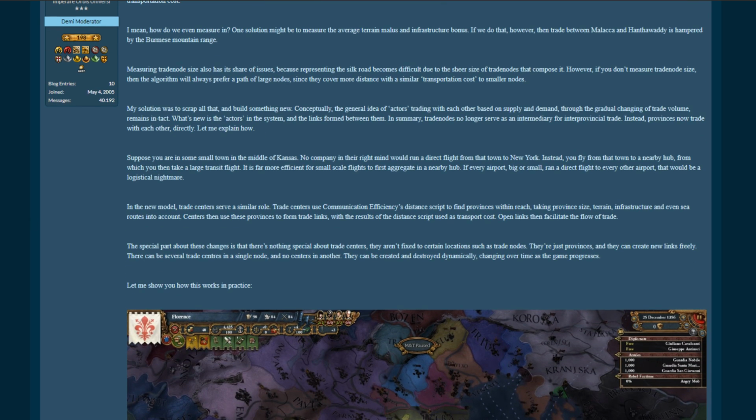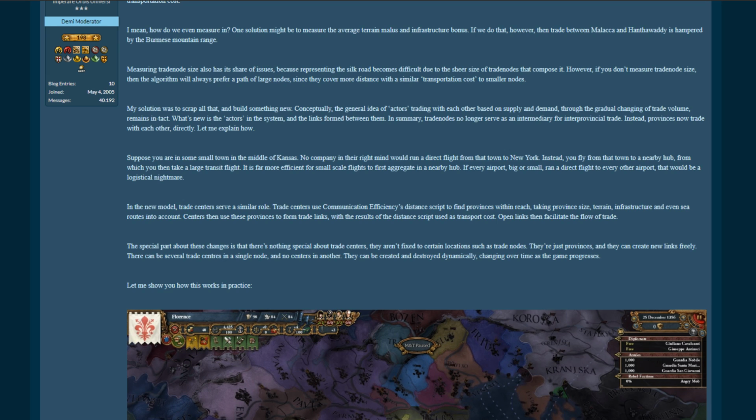So, suppose you're in some small town in the middle of Kansas. No company in their right mind would run a direct flight from that town to New York. Instead, you fly from that town to a nearby hub, from which you then take a large transit flight. It's far more efficient for small-scale flights to first aggregate to a nearby hub. If every airport, big or small, ran a direct flight to every other airport, that would be a logistical nightmare. Well, it'd be impossible, never mind a logistical nightmare.